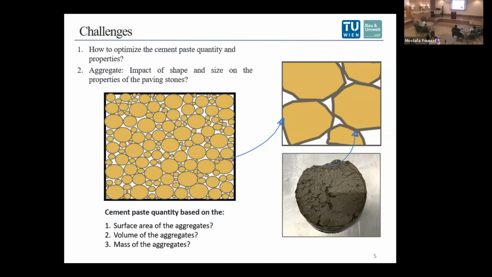And then we continued to investigate this quantity on volume and on mass. We know that the volume and the mass differ, so we decided to relate it to the mass of the aggregate because it was easier to make the Excel sheet model to calculate the mix proportion. So through today, the quantity of the cement paste is always based on the mass of the aggregate.